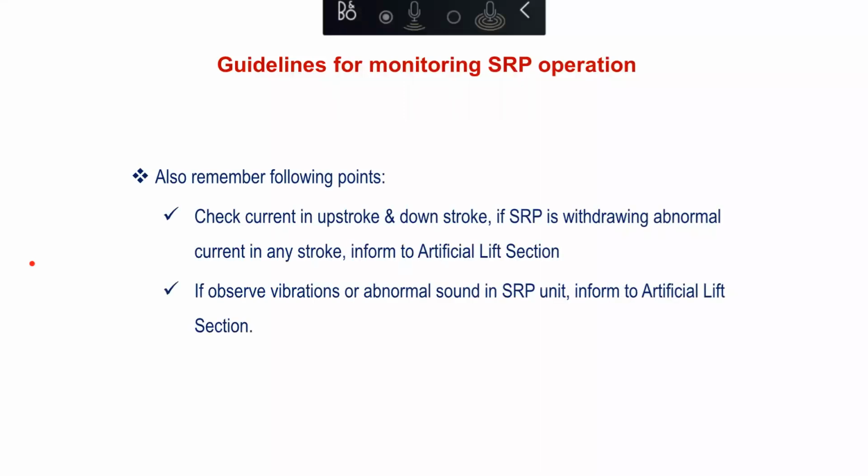And when you are checking your upstroke and downstroke, you are going to check in your control panel the current drawn during upstroke and downstroke. Usually, the difference in current between upstroke and downstroke should not be more than 15 amperes. If it's more than 15 amperes, you may want to relocate your counterweight. And also check whether there is any abnormal sound or vibration on the surface unit.